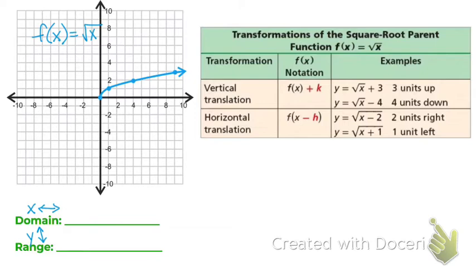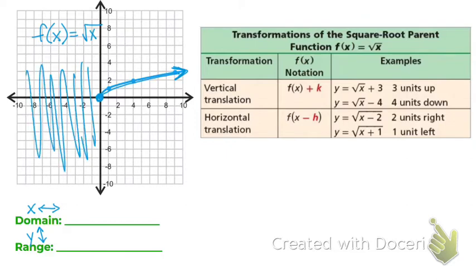So if we look at this blue graph and we think about domain, where does the graph start and where does it go, left to right? We see that it starts here at 0 on the x-axis and it goes on and on forever to the right. So the graph is not to the left of 0. All of the x coordinates are greater than or equal to 0. That's what we would say the domain is.